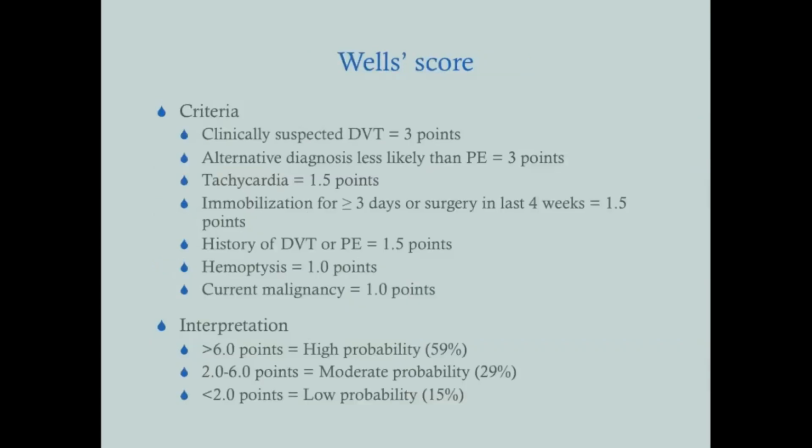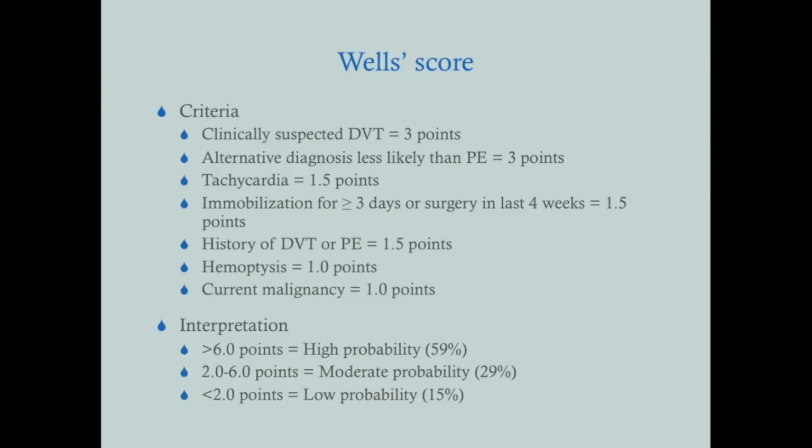So this is the Wells score that we use for assessing risk for PE. Clinically suspected DVT would get 3 points. That's pretty easy right there. So if you have a swollen calf, a positive Homan sign, that would get you 3 points. Alternative diagnosis less likely than PE is 3 points. Tachycardia is 1.5 points. So that's pretty simple: heart rate over 100, you get 1.5 points. Immobilization for more than 3 days or surgery in the last 4 weeks gets 1.5 points. If they've had a personal history of DVT or PE, that's 1.5 points. Hemoptysis is 1 point. Current malignancy is 1 point. Remember, having malignancy increases your coagulability.